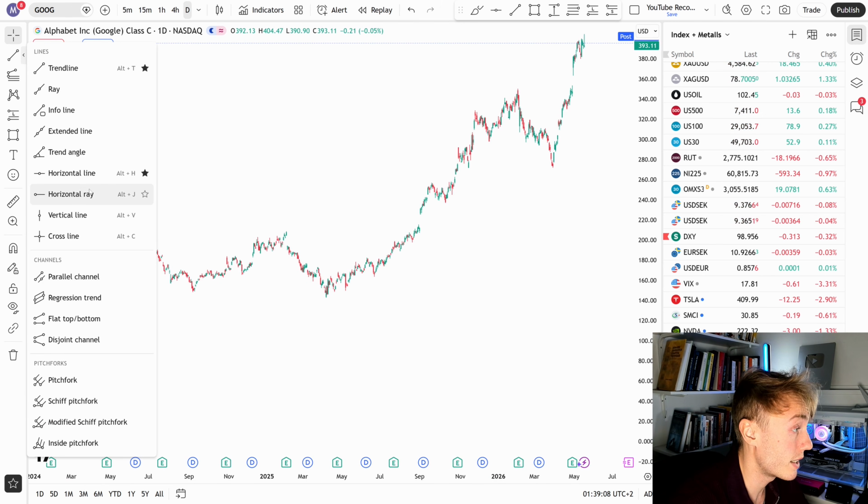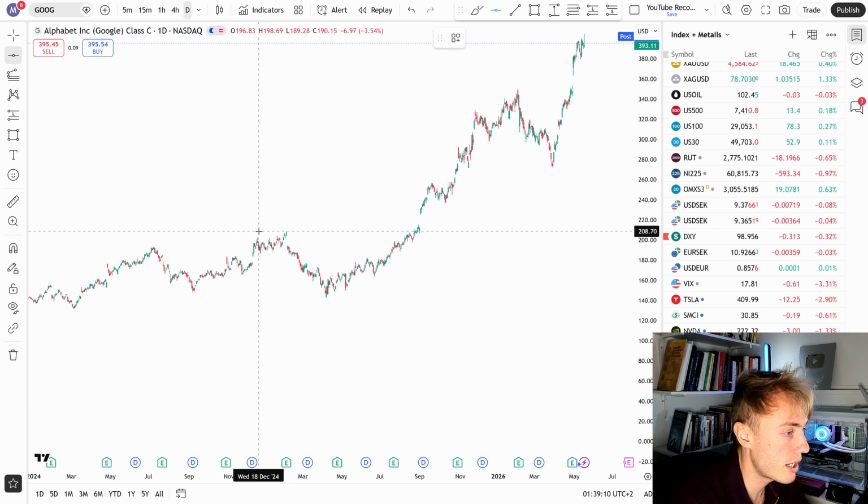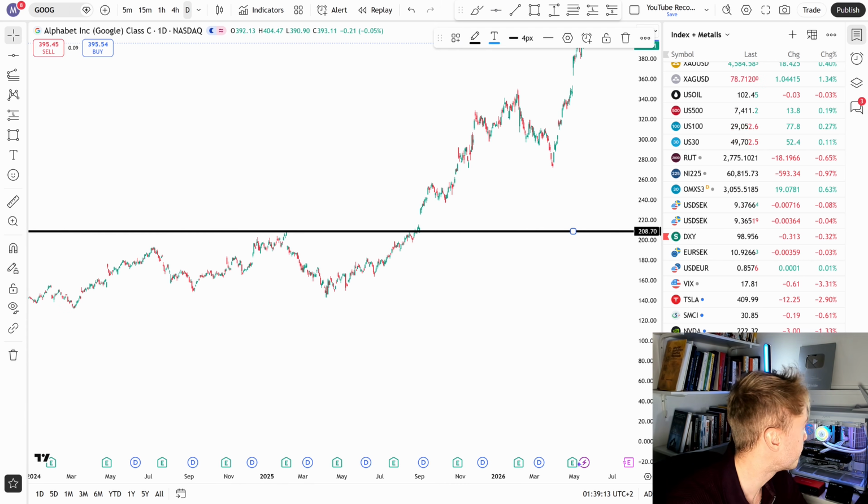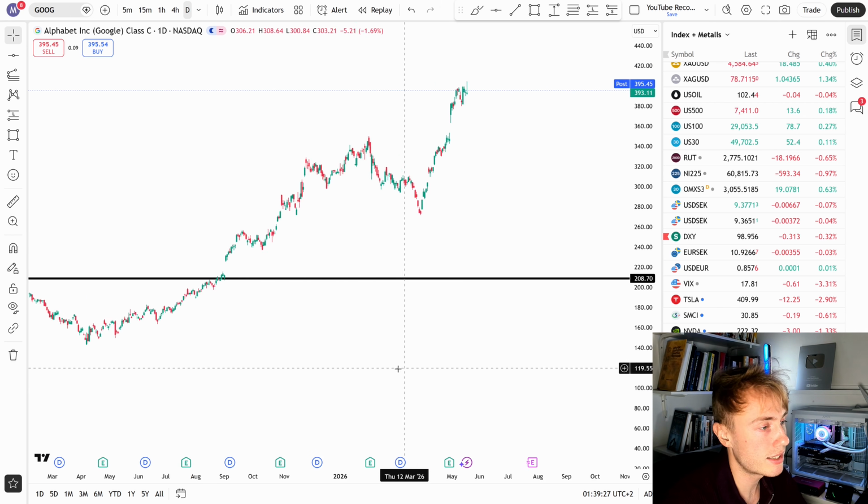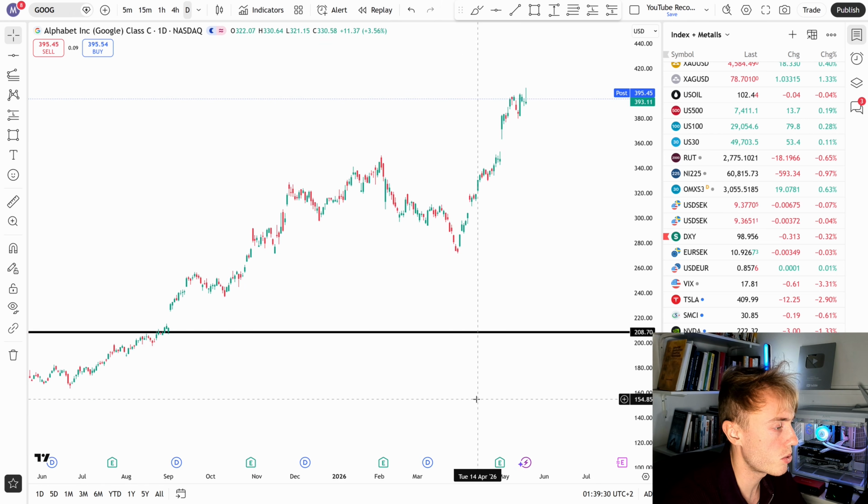The first thing we can clearly notice is that a massive trend started after we broke the previous all-time high. So you can see right here, Google printed an all-time high. And when we broke the all-time high, we really started a beautiful uptrend. And here, super, super interesting, we can see that this very much looks like an Elliott wave, right?